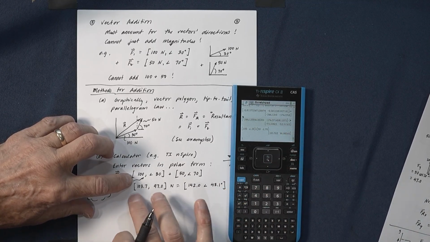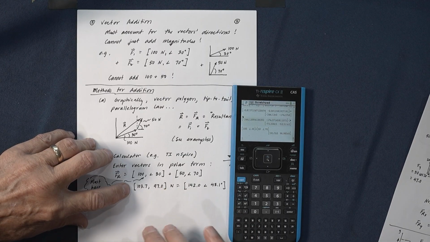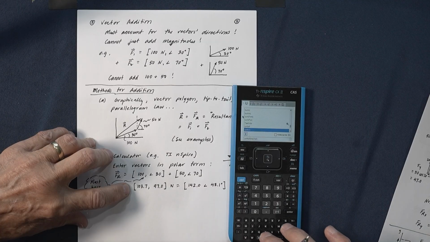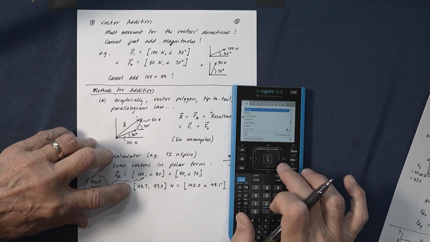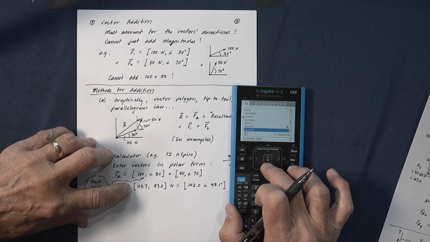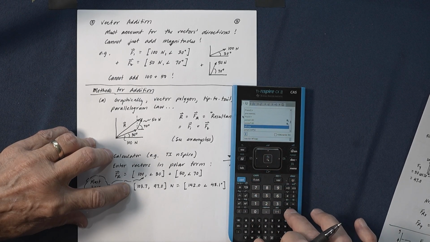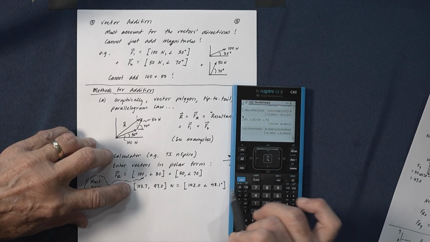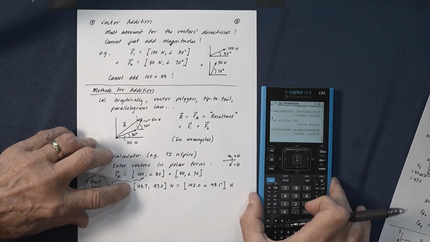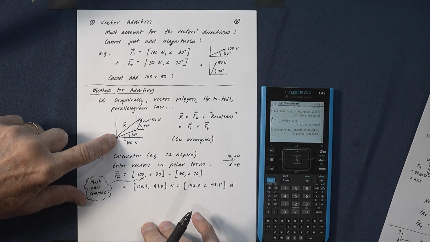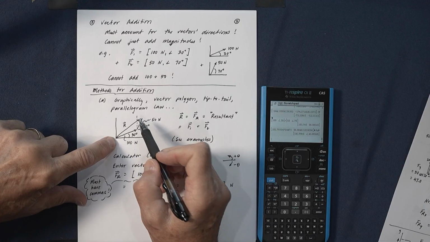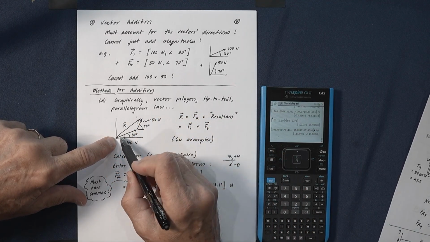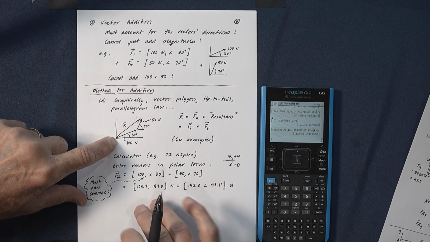And again, my default display mode is rectangular. If I want to see that in polar form, I can go to my functions and press P, which takes me to my P functions. I scroll down to triangle polar, enter, enter. And I get 142.0 at 43.1 degrees in polar form. So that's what this R vector is. This R vector is 142 length, and this angle is about 43.1 degrees. And that makes sense. If you draw these to scale, that looks about right.